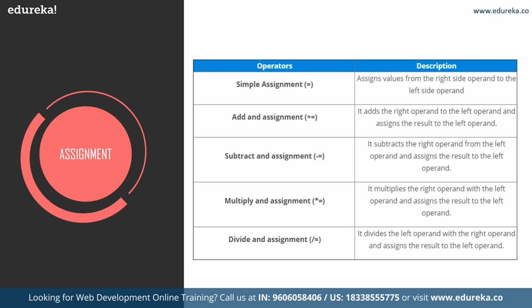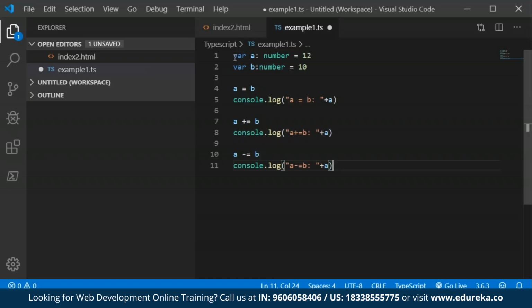Then we have the subtract and assignment, which subtracts the right operand from the left operand and assigns the result to the left operand. Next is the multiply and assignment, which multiplies the right operand with the left operand and assigns the result to the left one. Then finally we have the divide and assignment, which divides the left operand with the right one and assigns the result to the left operand. So now let's have a look at the assignment operator example.